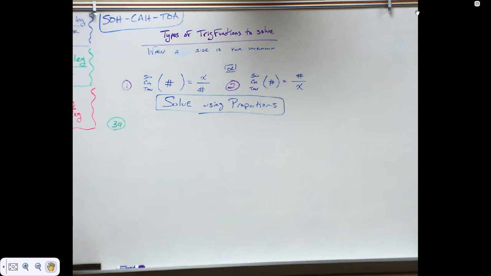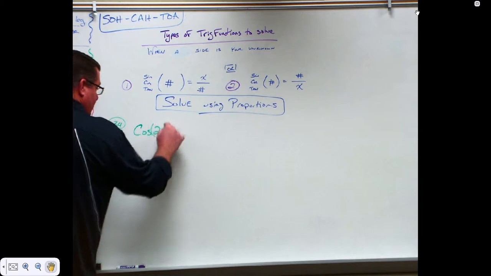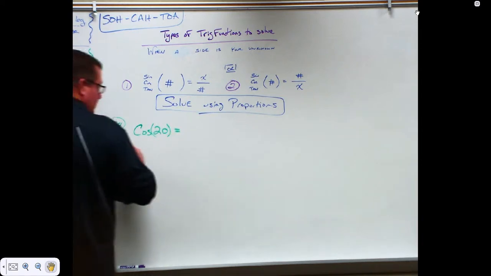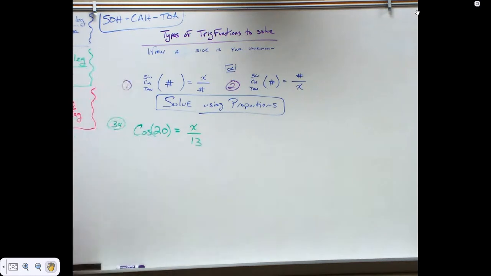Okay? So on that one, what did they give you? They gave you an angle. With respect to that angle, they gave you the adjacent and the what? Adjacent, hypotenuse. Which one is that? Cosine. So the cosine of 20 is equal to what? X over what? Okay. Have to have that cosine, because X is the adjacent, 13 is the hypotenuse.